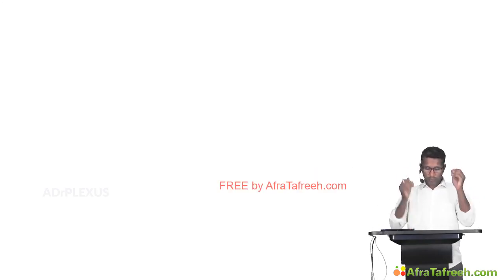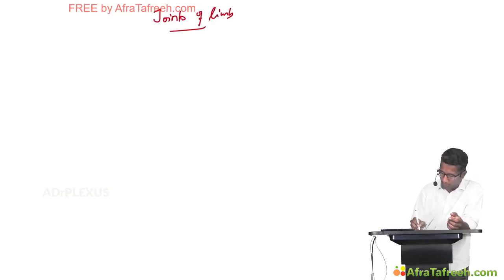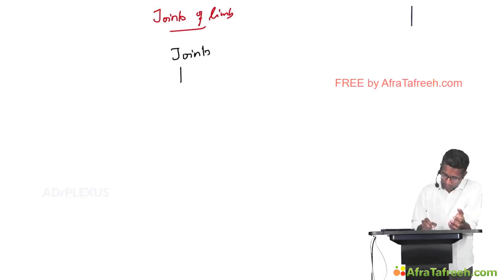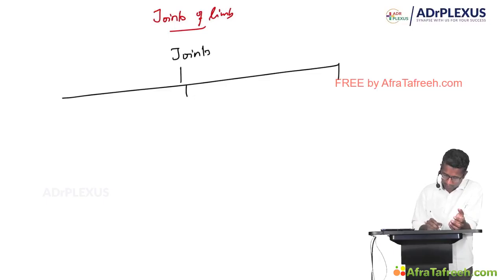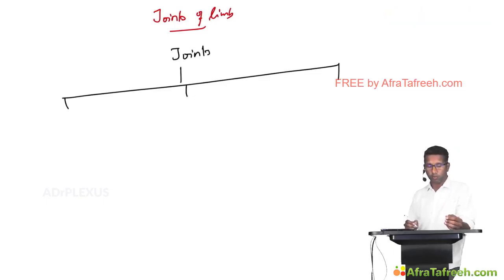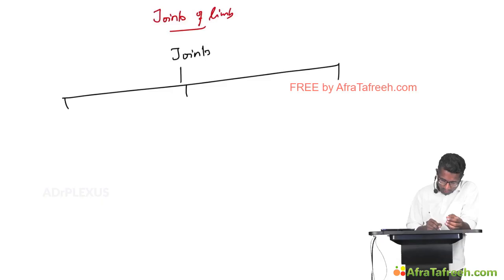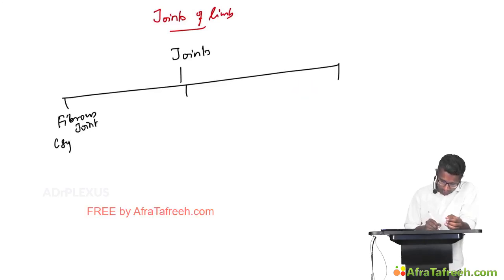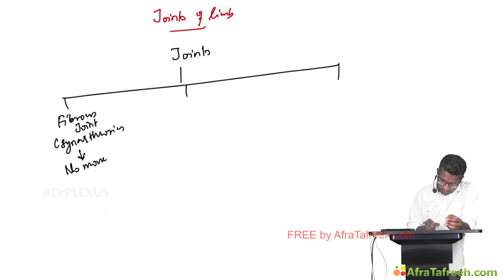So, the joints of the limbs. Before going into the joints of the limb, you can classify the joints broadly into three types. This is a general anatomy topic. One is the fibrous joint, which is also called synarthrosis. Synarthrosis means no movement takes place in this joint.